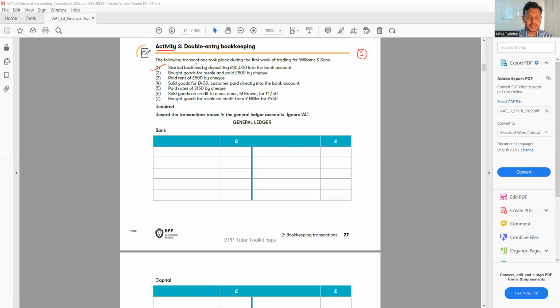Number one says, he started business by depositing 30,000 into the bank account. Remember that when we start a business, it's always capital. If we deposit the money to the business bank account, bank will go up. If the bank goes up, then asset will go up. Asset comes under DEAD. If the asset is going up, that is debit. So bank will be debit because bank will go up 30,000, and bank is my asset. And capital is credit. The reason it is capital is because it is starting out the business.